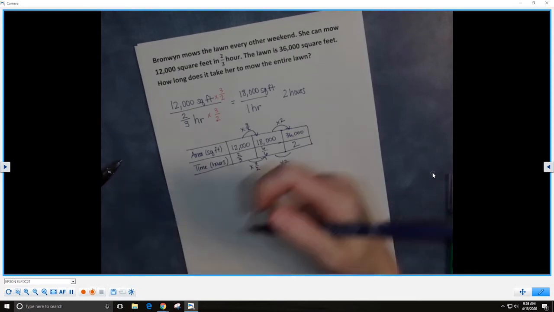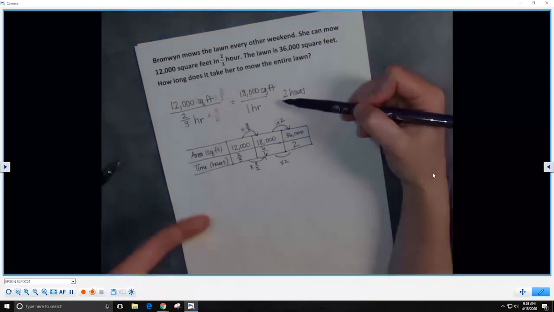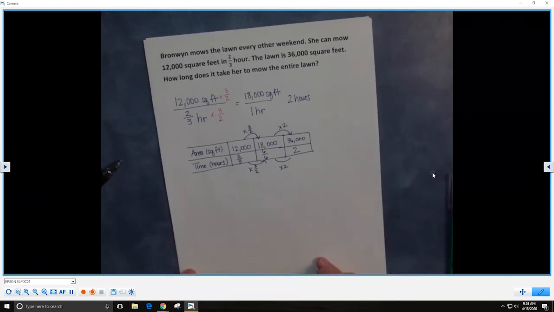So this is 2 different ways that you can approach this problem. Both ways are correct. Which way do you like better? Sometimes I like to use a ratio that looks like a fraction, and other times I like to use a table. You're doing a great job, folks. Let's look at another one.